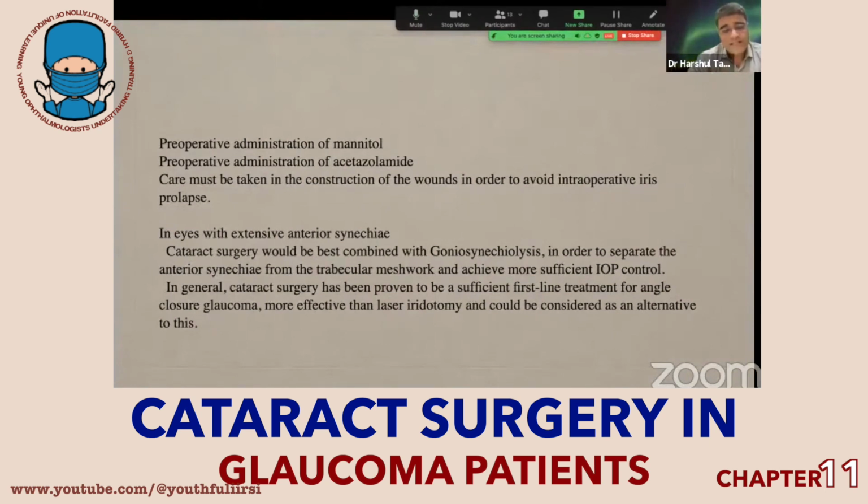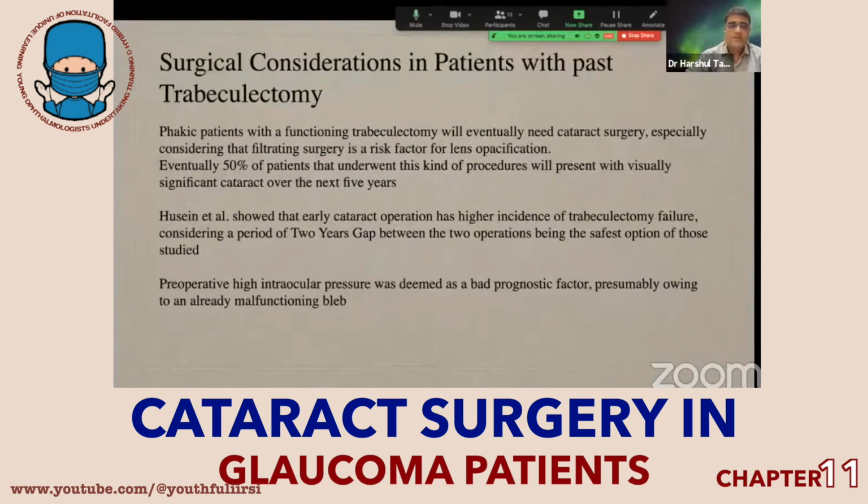And if patients have extensive anterior synechiae, cataract surgery can be combined with goniosynechialysis to separate the anterior synechiae from the trabecular meshwork. So, in general, cataract surgery has been proven to be a sufficient first-line treatment for angle closure glaucoma. It's more effective than laser iridotomy and could be considered as an alternative to this.